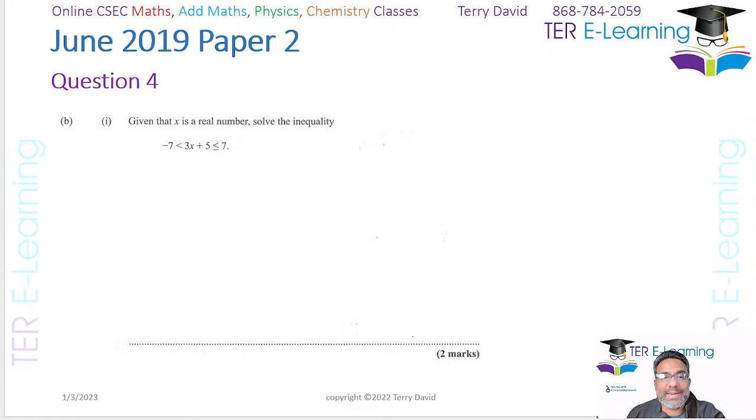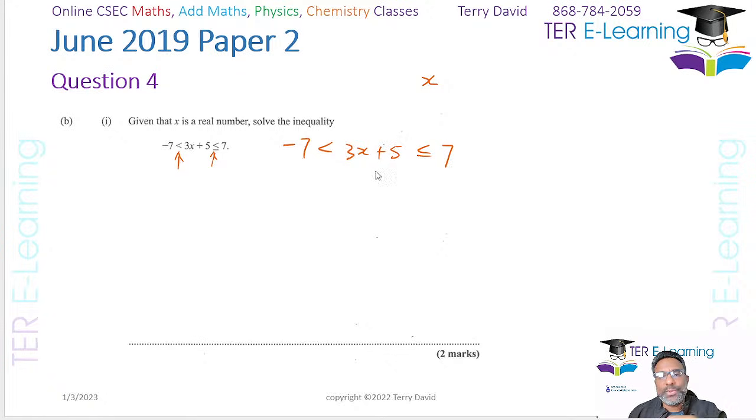Now they said given that x is a real number, solve this inequality. Now, some students, when they see an inequality like this, they get very confused. When you get an inequality where you have two inequality signs in it, your objective is to get x in the middle, right? That's your objective. So this is what we have. We have minus 7 less than 3x plus 5 less than or equal to 7, right?